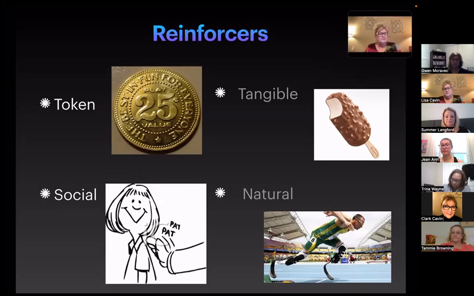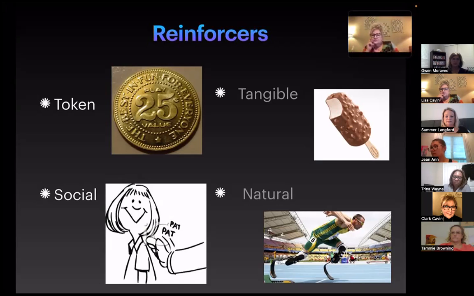A tangible reinforcer is something that you can give to the kid right now. Here's an ice cream coupon where you can get an ice cream in the cafeteria, or here's a pack of gummy bears or something like that.